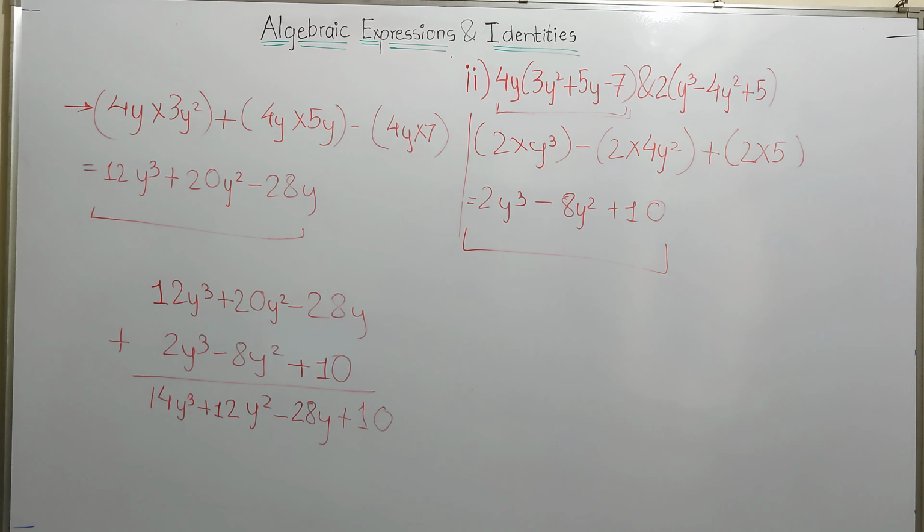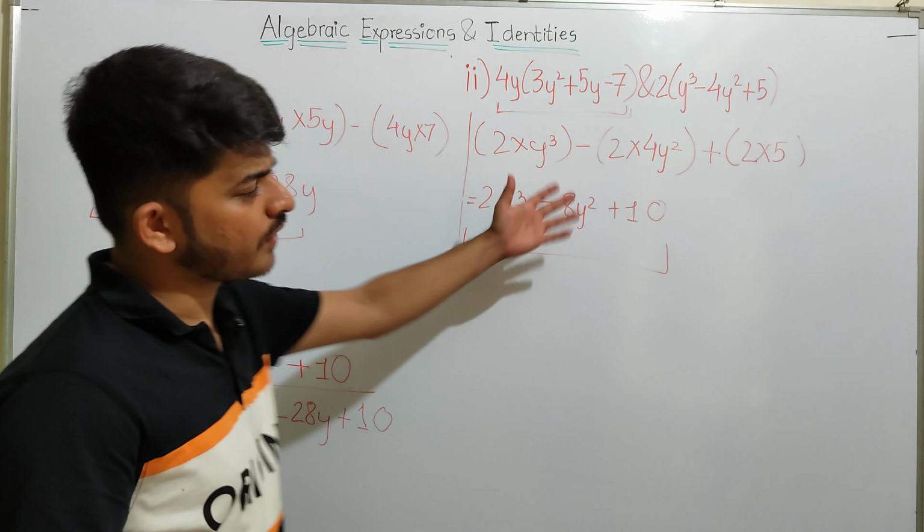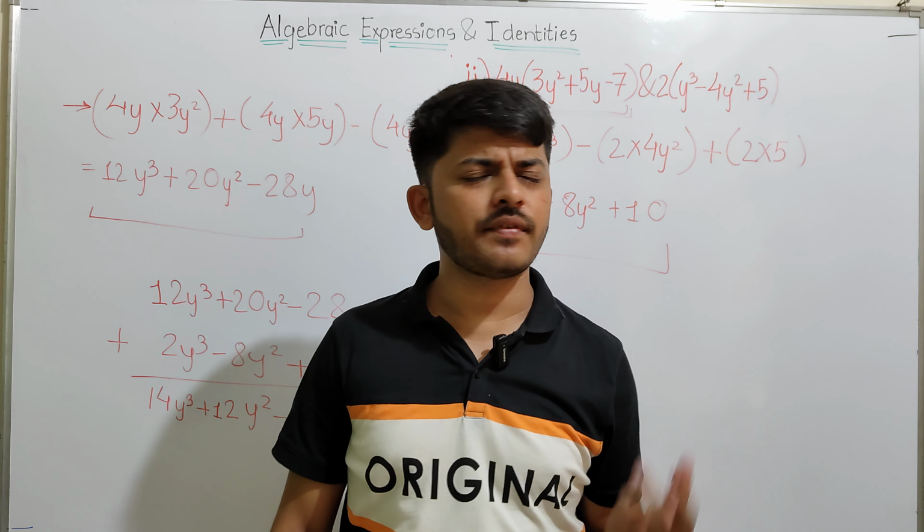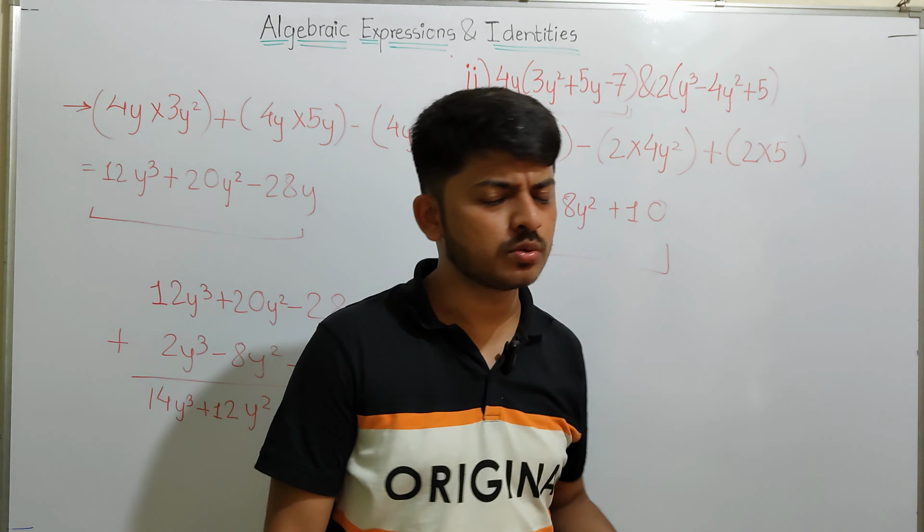So moving towards example 7. Now see here, it's quite easy. Why? Because what we have done, we have added the two expressions they have given. The expressions they have given, the operations we have to do. See here, they have told us to add. Now they are telling to subtract. Let's see.